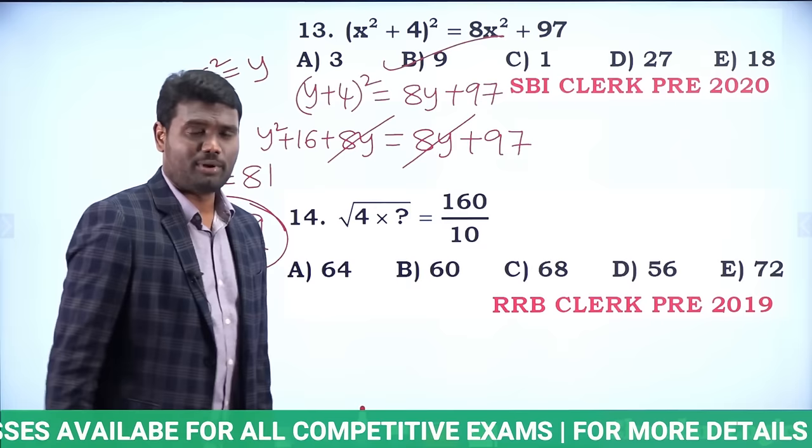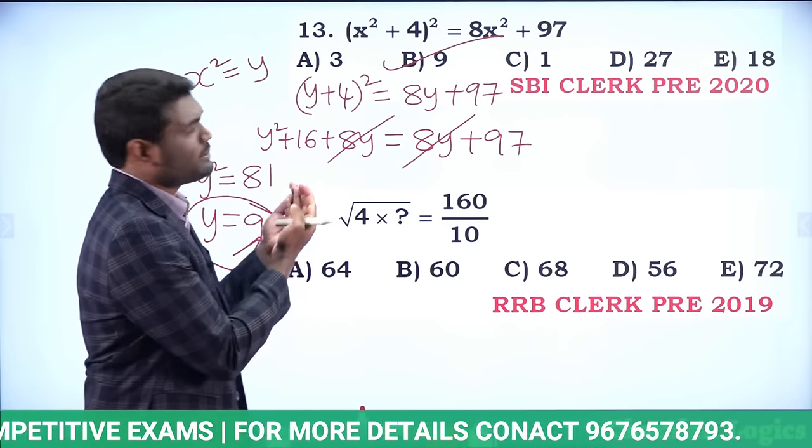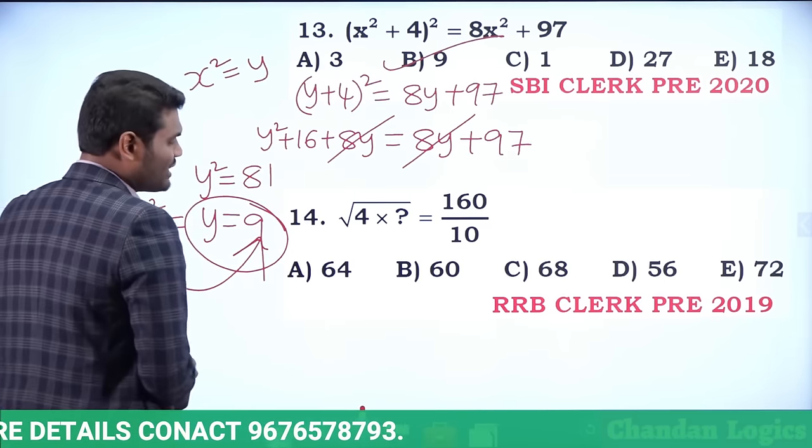Okay, very simple question. What you need to do is assume x square is y and substitute. You'll come to know that the value of x square is nothing but 9. Okay, let's look at the next one.